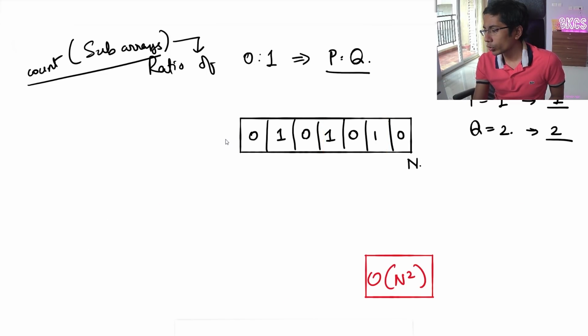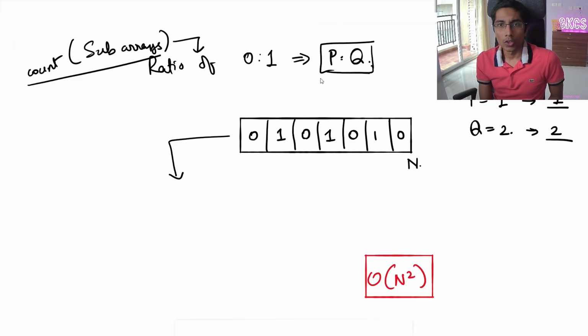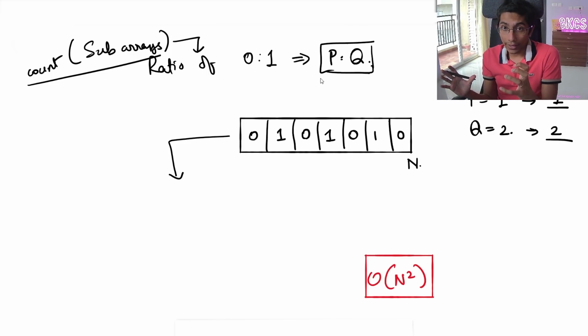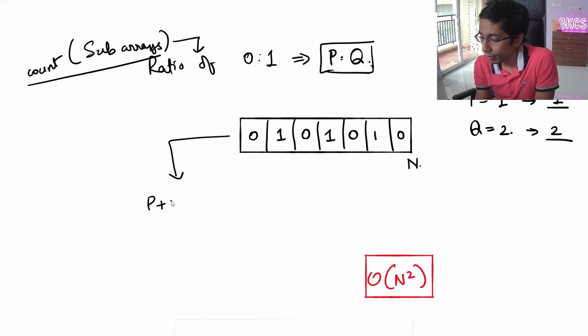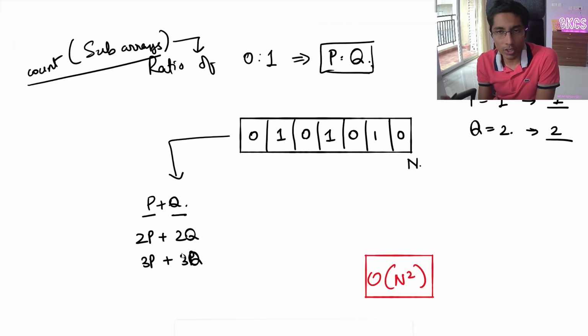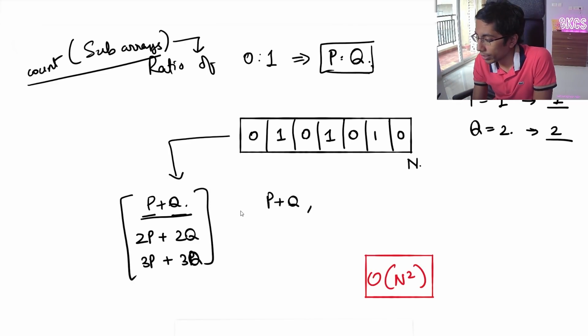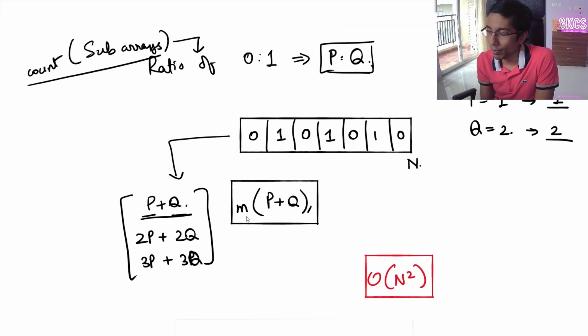A slightly better approach is to look at this ratio, P is to Q. So the total number of elements that we'll have in any subarray which satisfies this condition is equal to either P plus Q, the number of zeros plus the number of ones, or twice the number of zeros plus twice the number of ones, or thrice the number of zeros plus thrice the number of ones. Basically, this ratio is being maintained. So it is some multiple, let us say m, into P plus Q. This is the size of the subarray that we can guarantee.